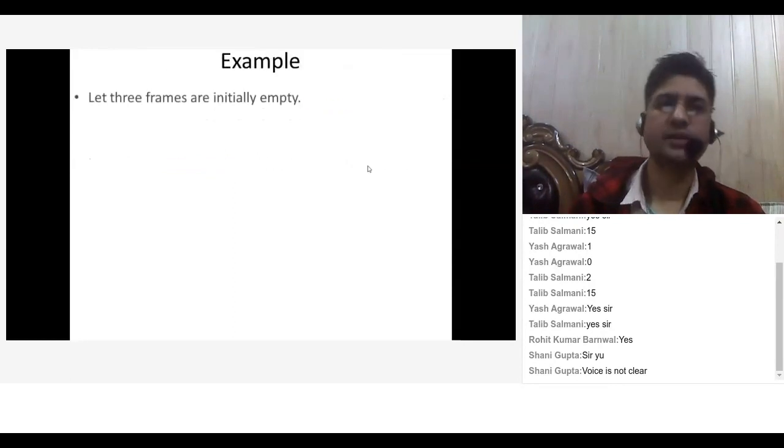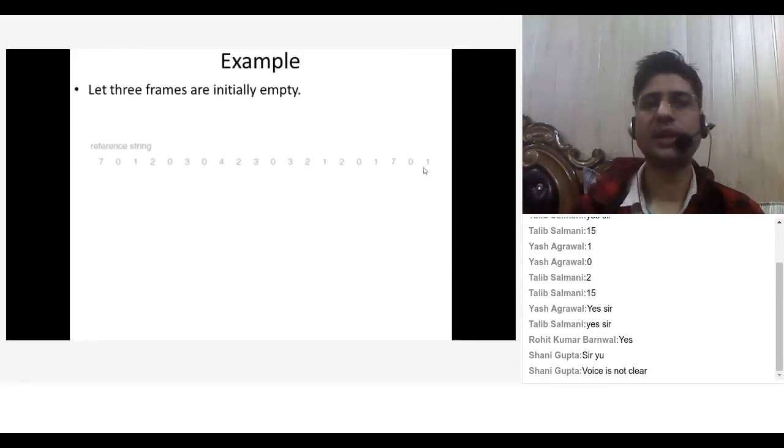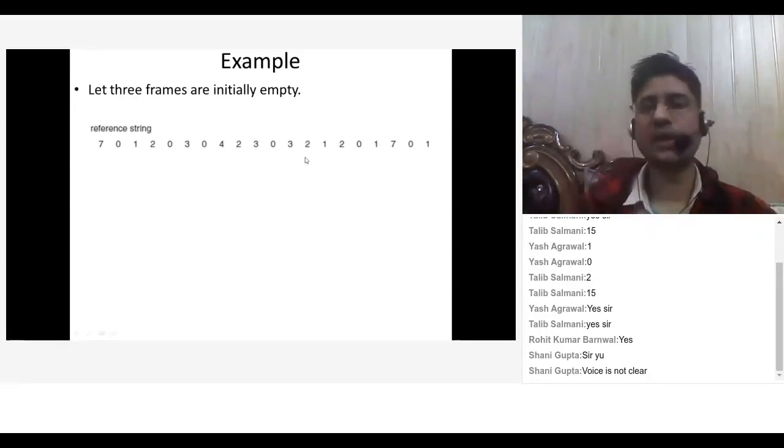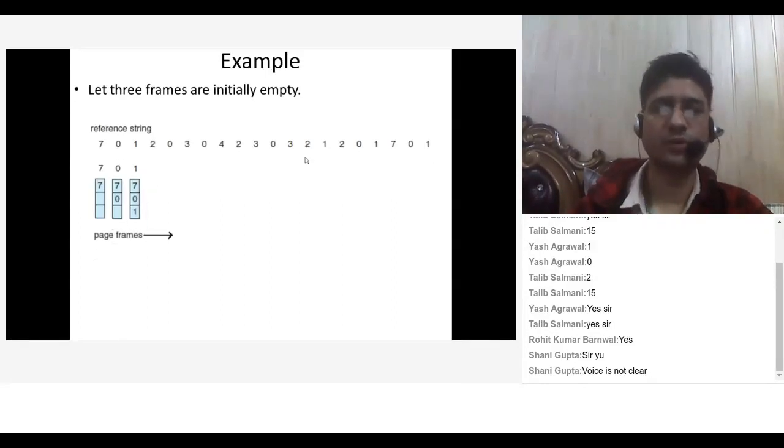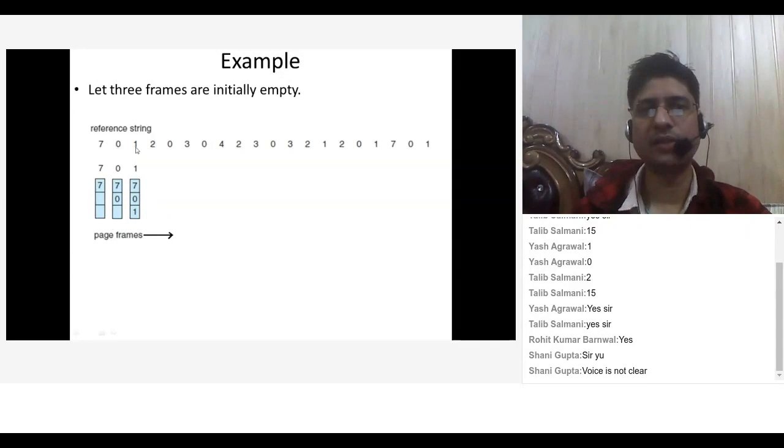Now again, let three frames be initially empty and here is the same reference string. Now see how we can implement LRU. Now initial essential page faults will be there, 701. Now, for 2, which page will be replaced? Look into the backward direction. You have recently used 1 and you have recently used 0. So which page will be replaced?